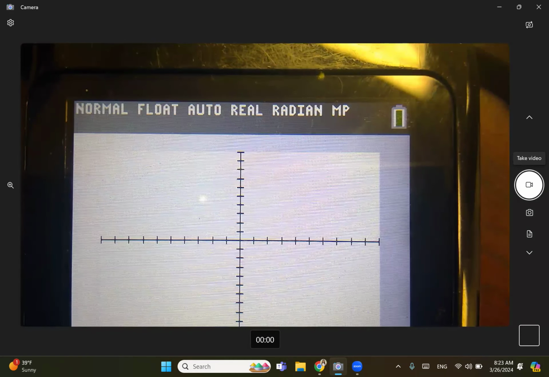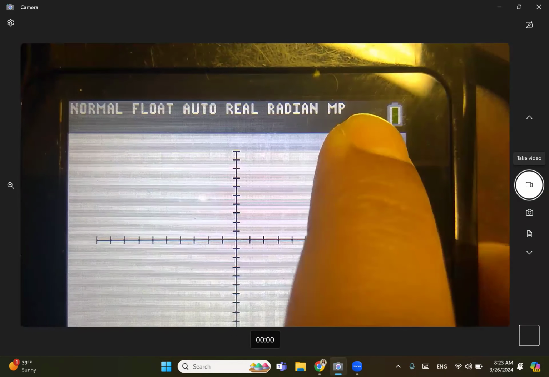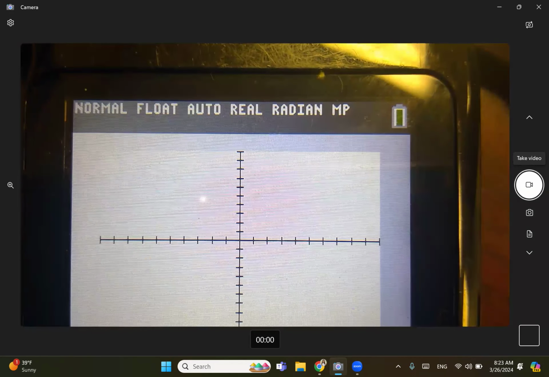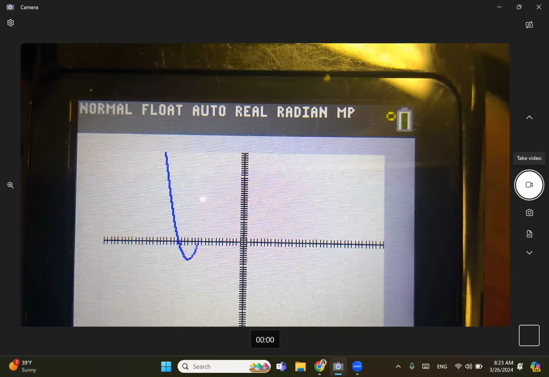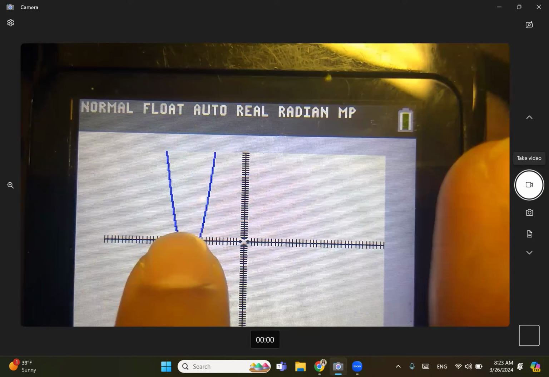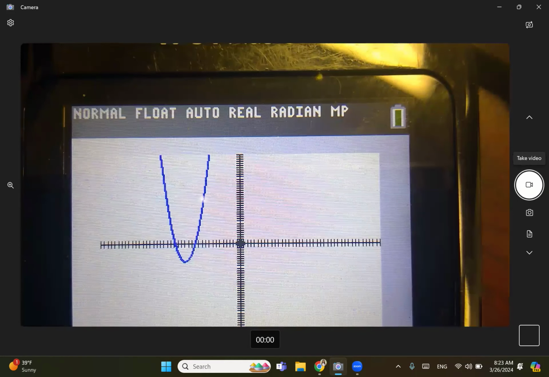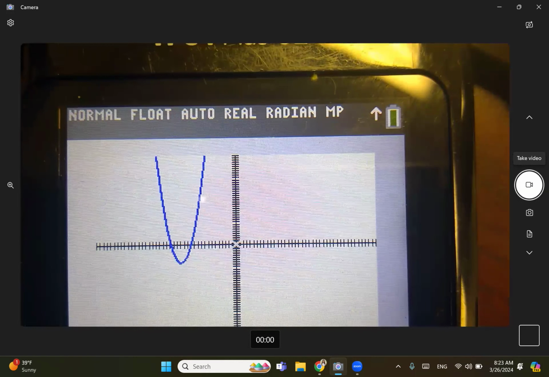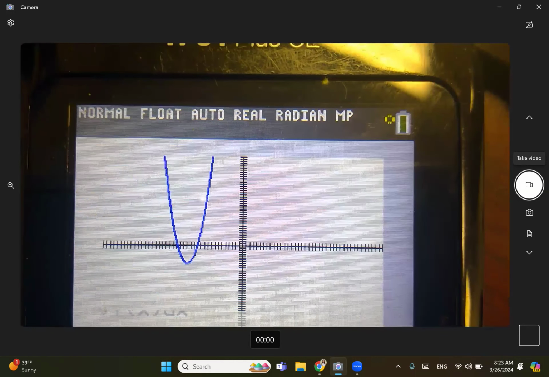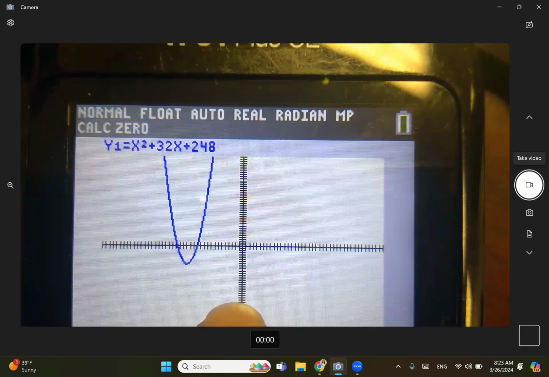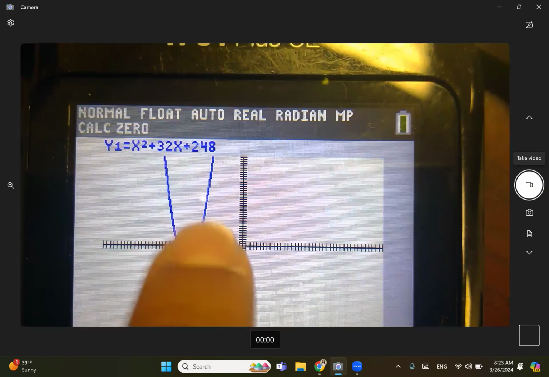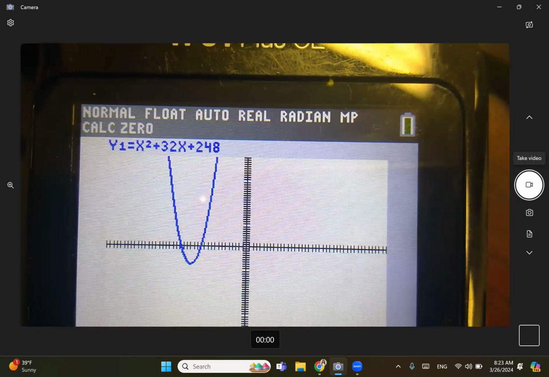If none of them pop up and that little circle in the corner is gone, that means it's done loading the graph. So we're going to have to zoom out. Press zoom 3. And there are the 2 x-intercepts. So to calculate those, what do we do? Second trace, and press number 2. The star always starts on the y-axis, on your y-intercept. So the first thing you have to do is move over to the left until you find your star.